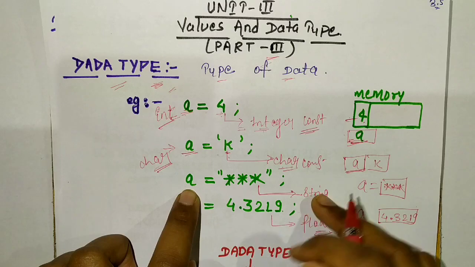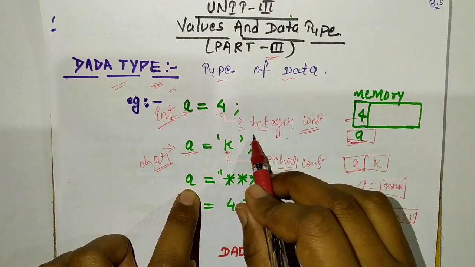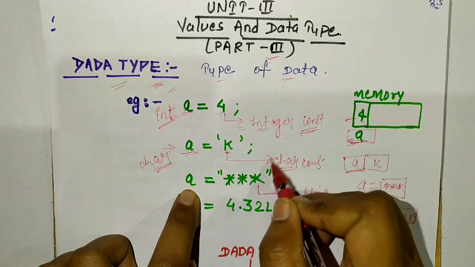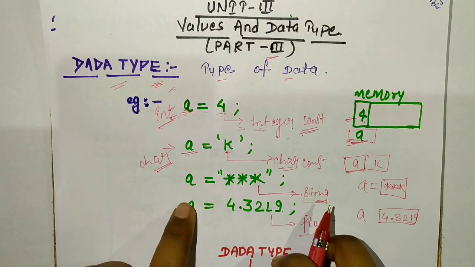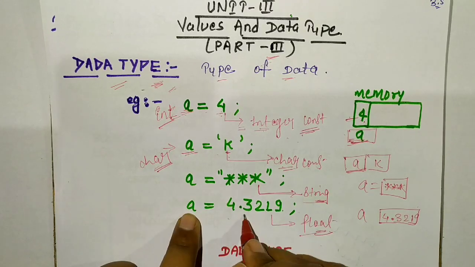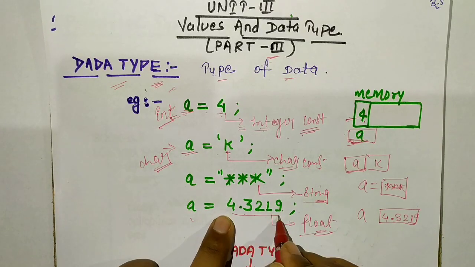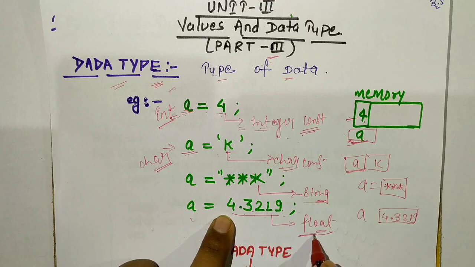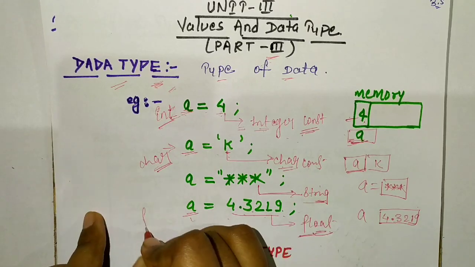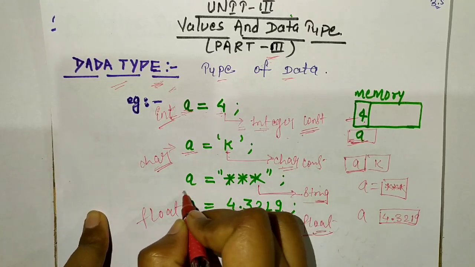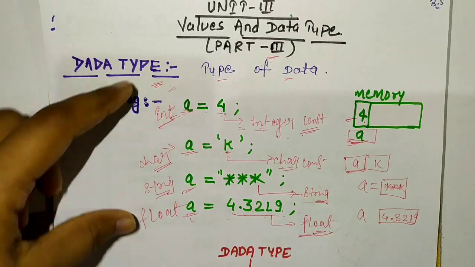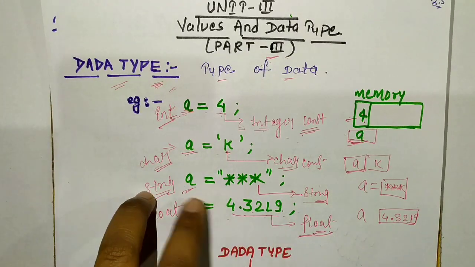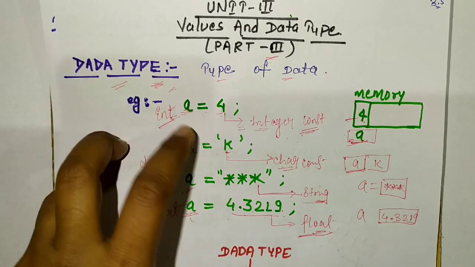In the previous class I discussed what a constant, character constant, integer constant, string and float are. So please watch my previous video. Here a is equal to 4.3219, which is a float, so the data type of a is float. Here the data type of a is string. So here are 4 different data types of the variable a.